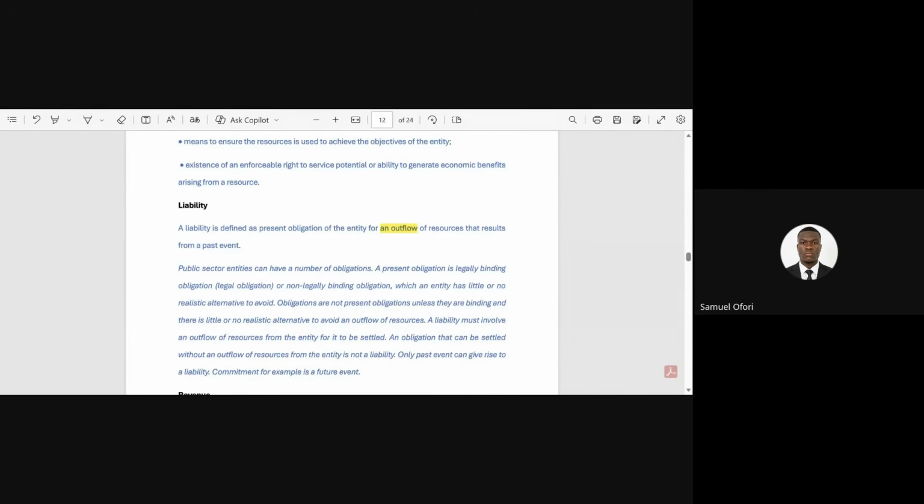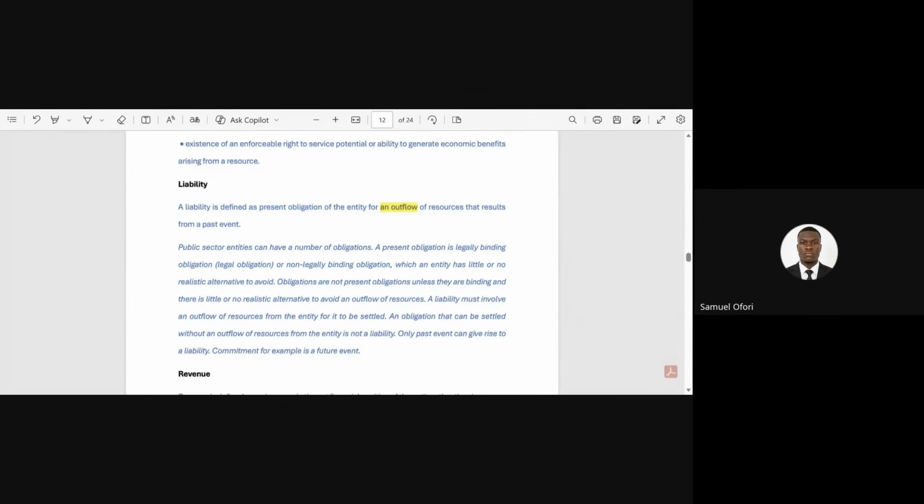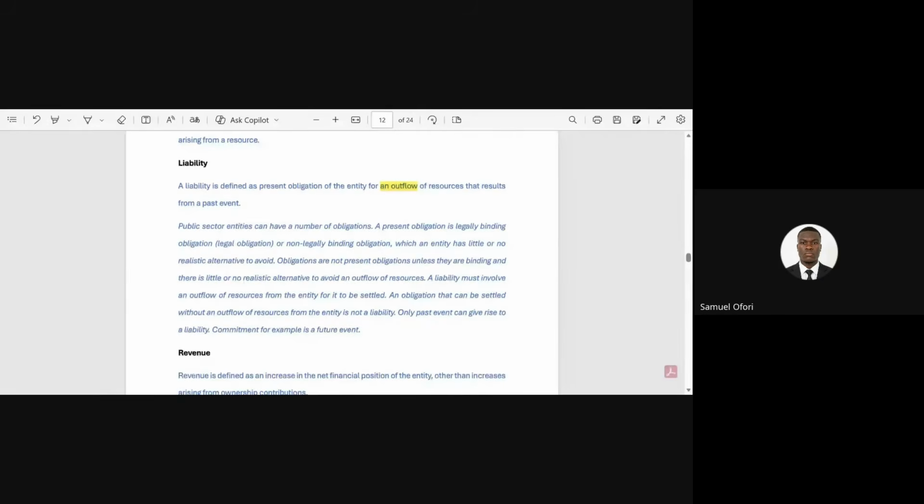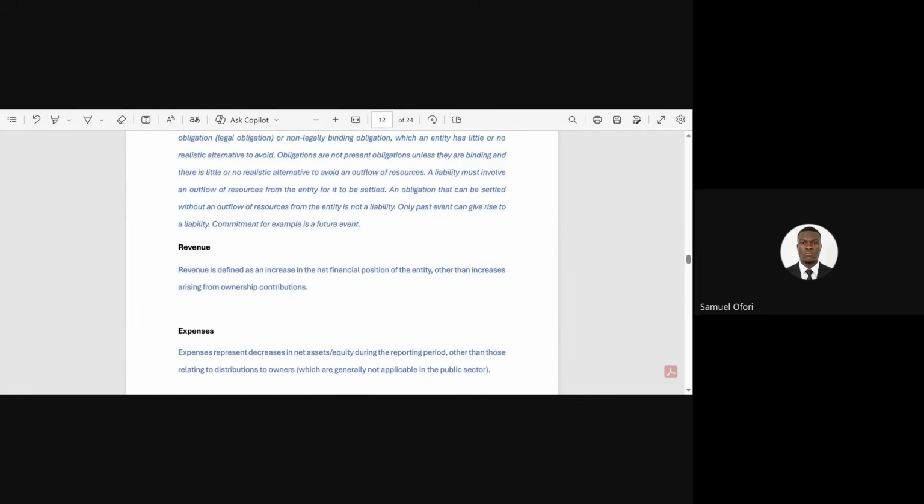Please, you are supposed to meet all these to better understand it. But whenever you talk about liability, this is the meaning. All right, so let's look at revenue. Revenue is defined as an increase in the net financial position of an entity, other than an increase arising from ownership contribution. So if an owner contributes something to the organization, it's not a revenue. But if you are able to increase your net financial position, whatever you are doing, you are able to generate income from it, that means you are increasing your revenue, or that's revenue.